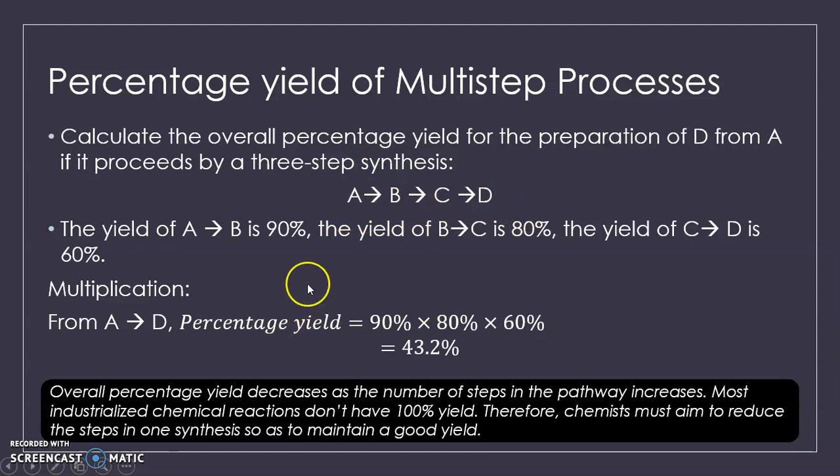Notice that overall percentage yield will always decrease because in most reactions, it's not 100% conversion. So the more steps you have, the more likely you're losing your ingredient along the way, together with other things like heat and everything else. So chemists must aim to reduce the steps in one pathway of synthesis so as to maintain a good yield.